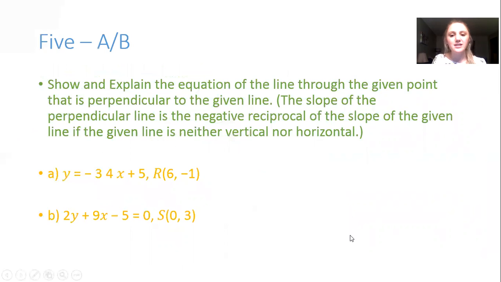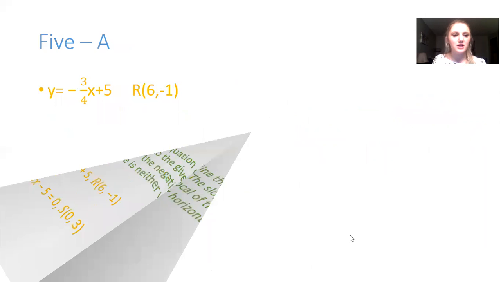And it has a helpful hint. The slope of the perpendicular line is the negative reciprocal of the slope of the given line if the given line is neither vertical nor horizontal. It's good to remember. Let's move on to part A.